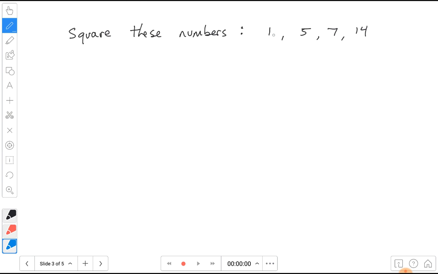All right, let's square these numbers. 1 squared, that means 1 times 1. 1 times 1 is just 1. 5 squared, this means 5 times 5. 5 times 5 is 25. 7 squared, this means 7 times 7. That's 49. And 14 squared, that means 14 times 14. Might have to figure that one out. It's 196.